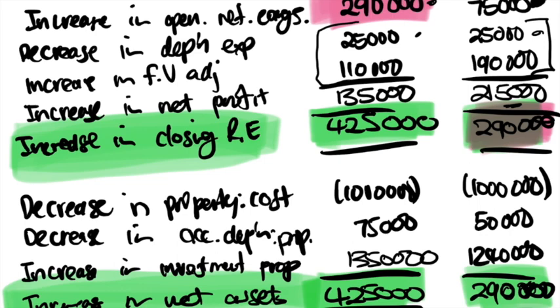Okay, so I hope that this example was useful, and it helped you think through the issues with a voluntary change in accounting policy.